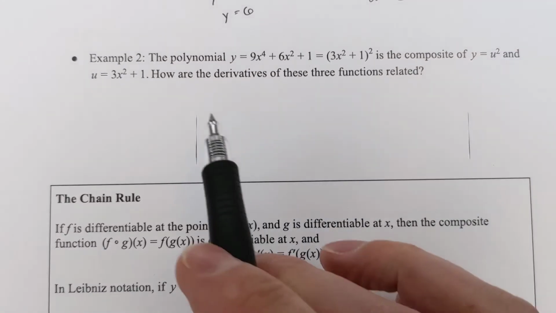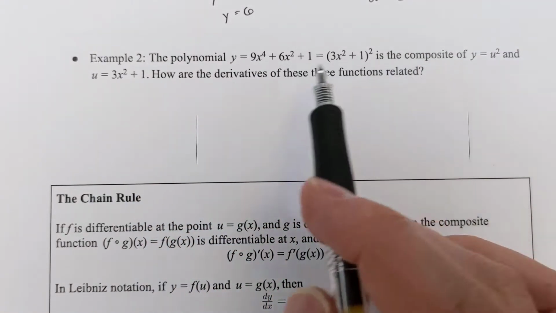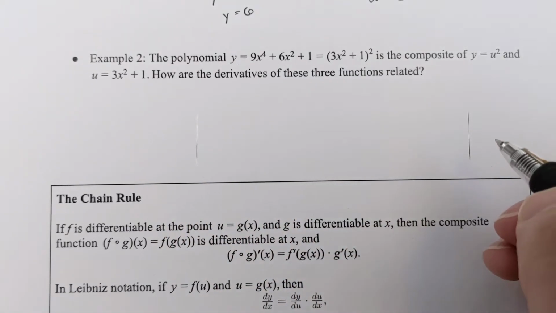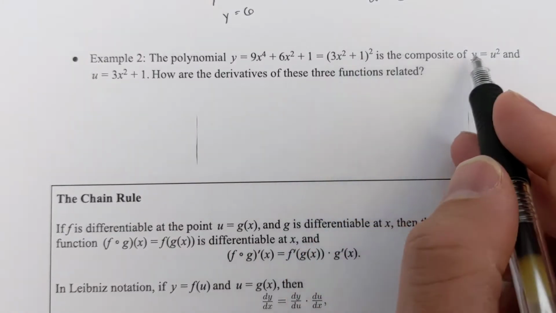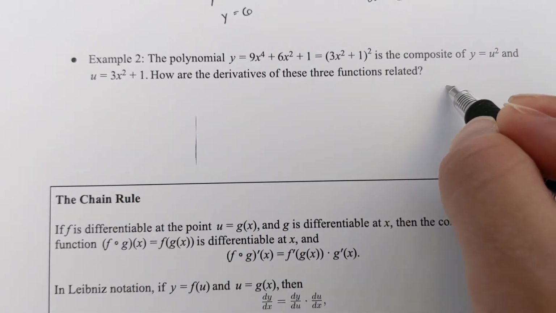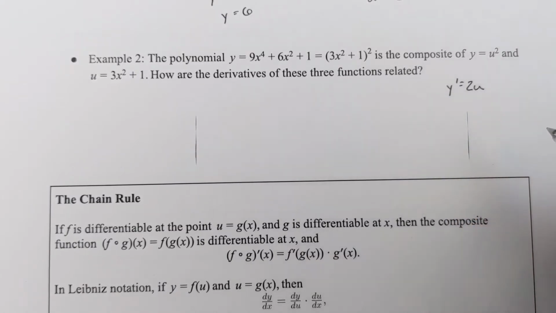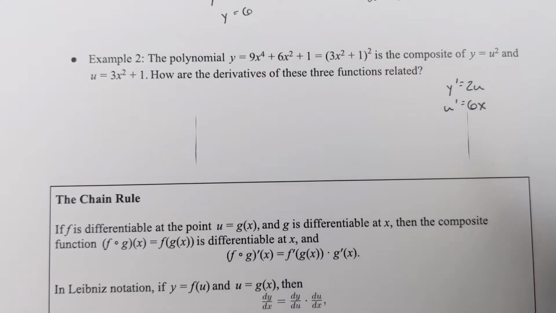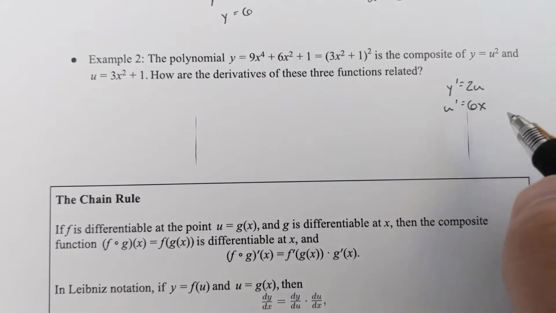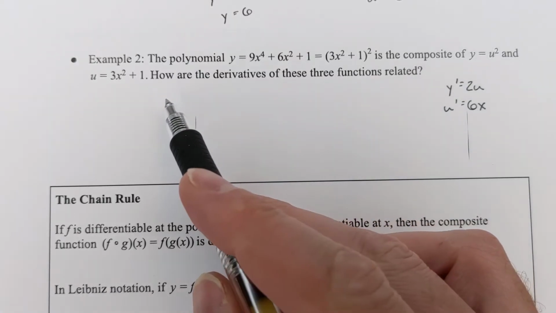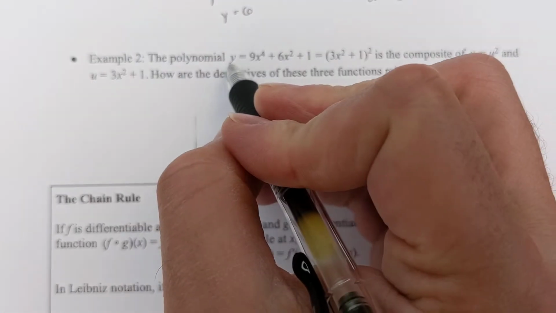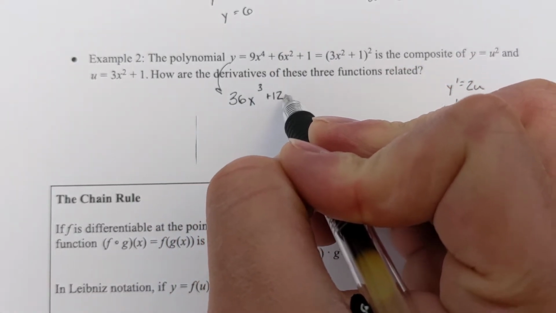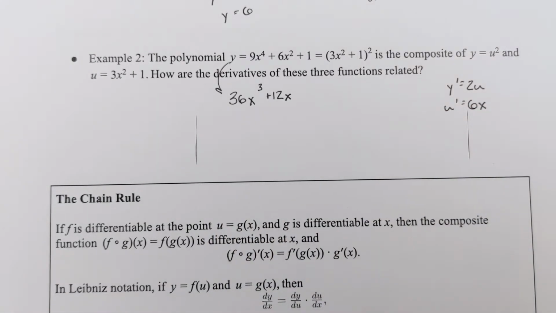So down here, the polynomial is a composite of u squared. How are the derivatives of these three functions related? So we'll do this guy, that guy, and that guy. So y prime is going to be 2u. u prime is going to be 6x. And this original y, he's going to have a derivative of 36x cubed plus 12x. We get the derivative of that.